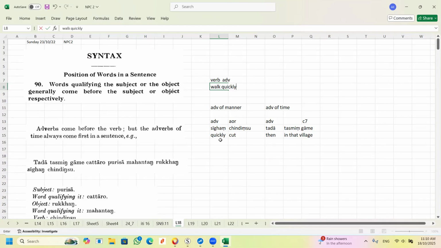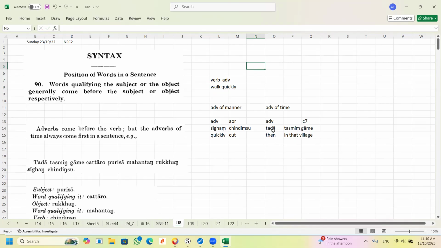The word quickly is sigang, then followed by the past tense, chindati or chindimsu. So the adverb must come in front. In Pali, it's like that. Now we have three or four types of adverb. One is adverb of time, and in Pali it's like that.